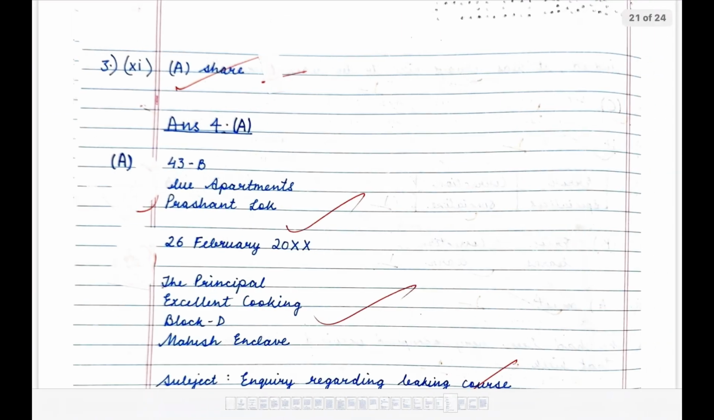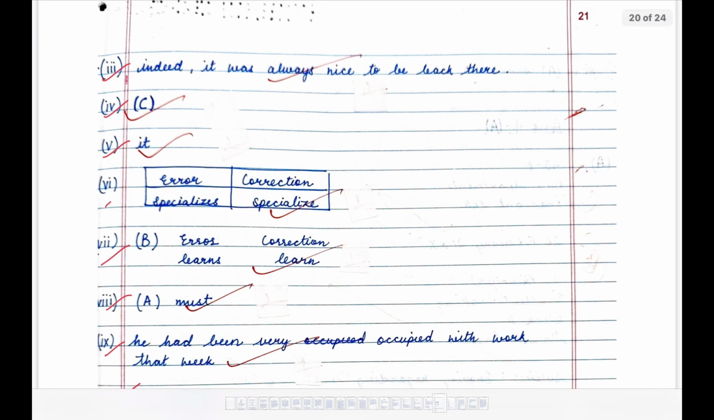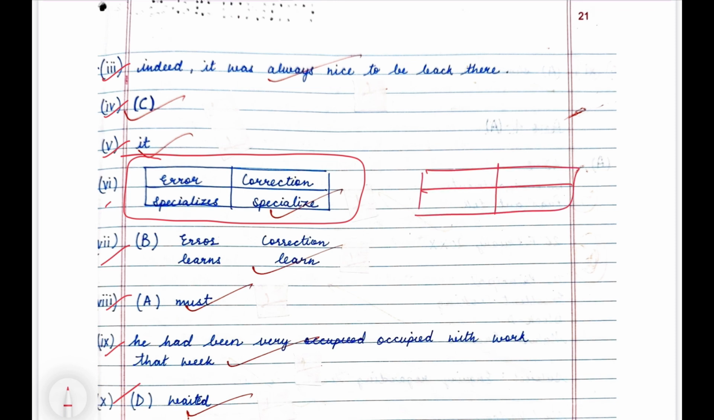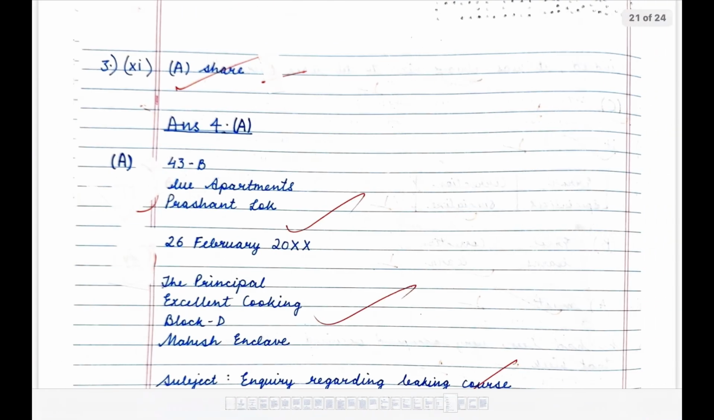Then question number 11. Now this is how we are to attempt the error correction question. Error correction, you can draw a table, one side error, then what is the error and what will be the correction. In this way we are to mention. Apart from that, you can write down just the way she or he has written here. Next is question number 11.